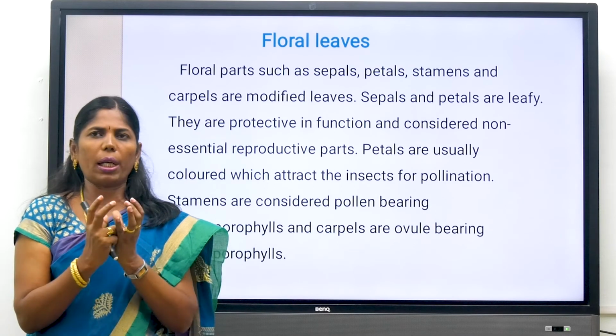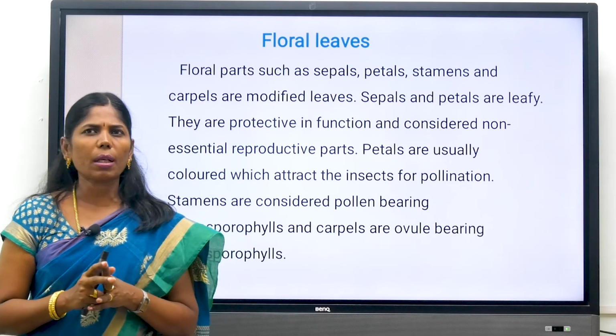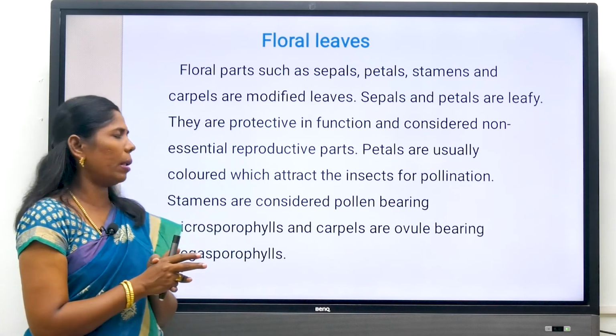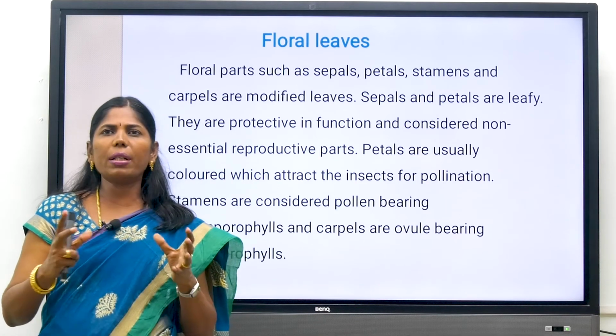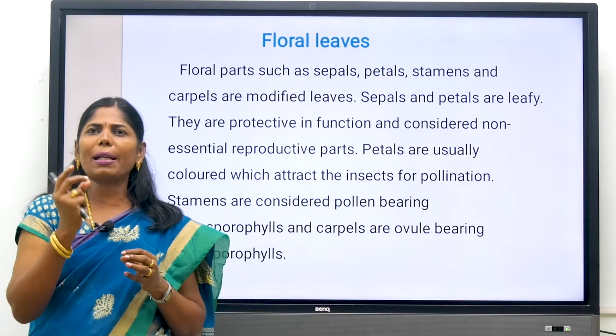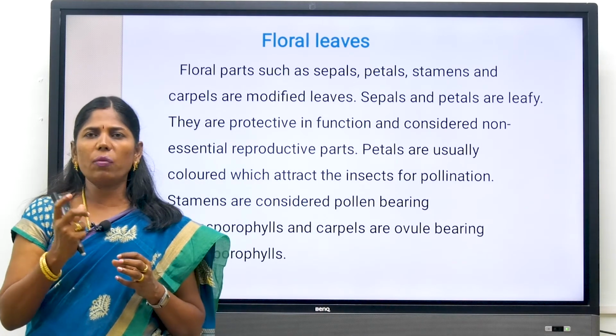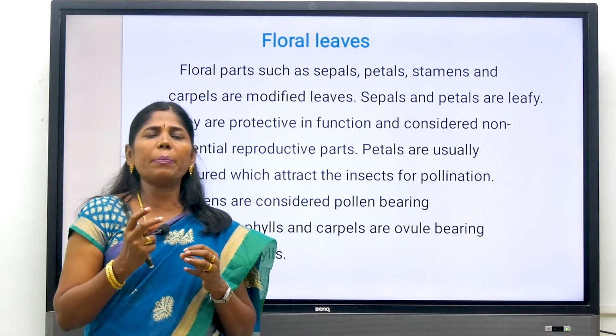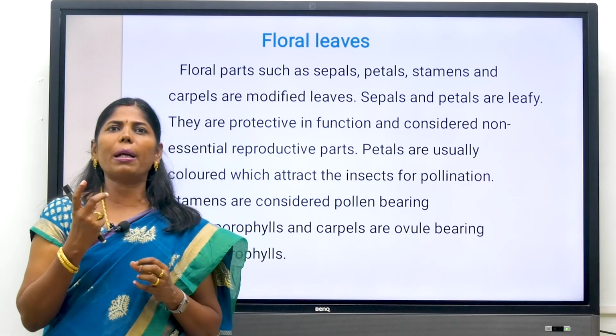Without the calyx and corolla, it would not be protective. The petals are usually colored. Petals have different colors which attract insects for pollination. At the same time, the calyx is green in color, so it is involved in photosynthesis, and it also protects the flower in the bud condition.